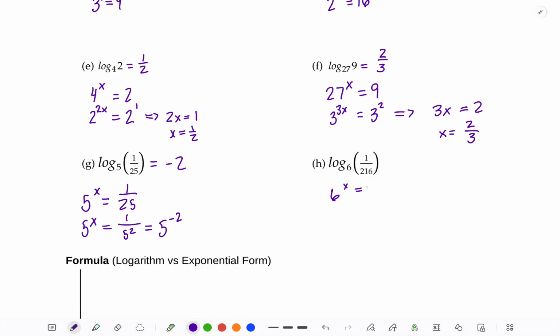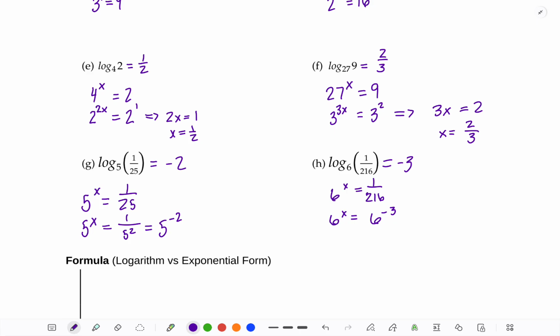6 to what power is 1 over 216 in order to solve log base 6 of 1 over 216? Well, 216 is 6 cubed, so this is 6 to the negative 3. So log base 6 of 1 over 216 is negative 3.